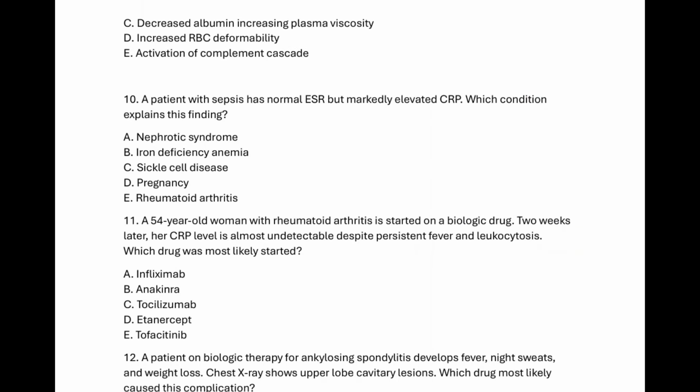Next question there. A patient with sepsis has a normal ESR. So ESR is normal, but the CRP is elevated. Which condition explains this finding? So how can somebody who has infection, sepsis, have increased CRP, but the ESR is normal? So we have to think of things that could decrease the ESR, and the answer there would be what? Sickle cell, right?